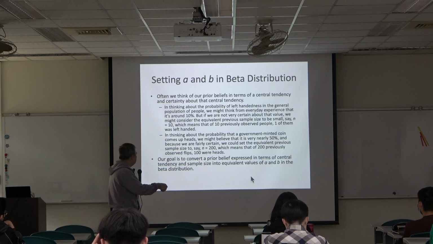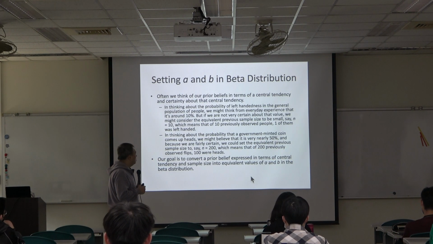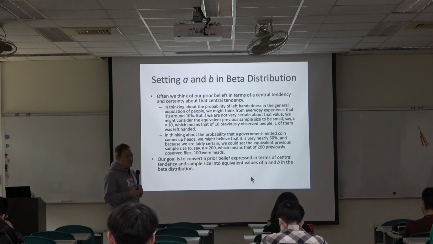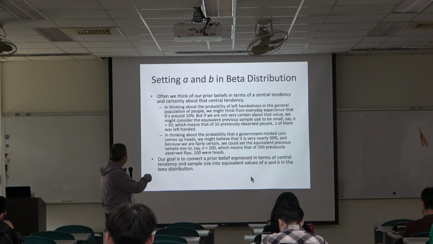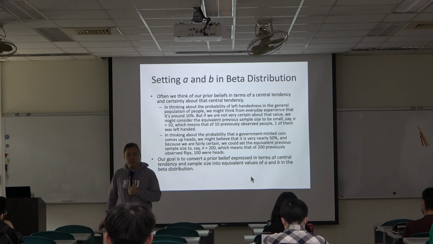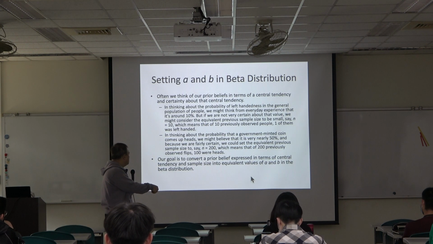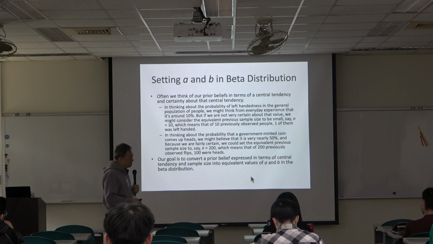Because we are fairly certain, we can set this equivalent previous sample size to maybe n equal to 100. So what do we use to describe the certainty about the central tendency? It's the value of n, which is the sum of alpha and beta. If you are not so certain, you can set n to be smaller. If you are pretty sure, for example, that the government-minted coin is pretty fair, you can set n to be 200.